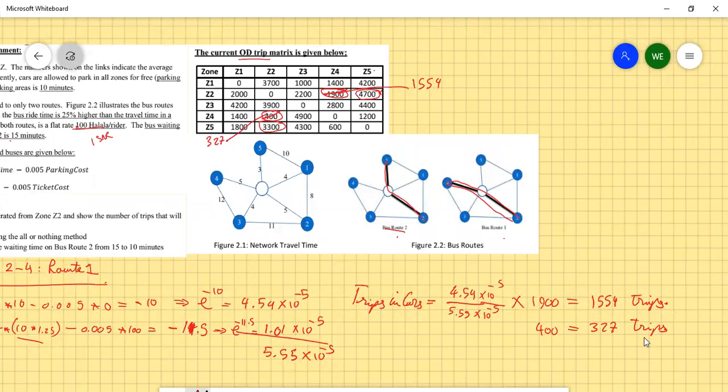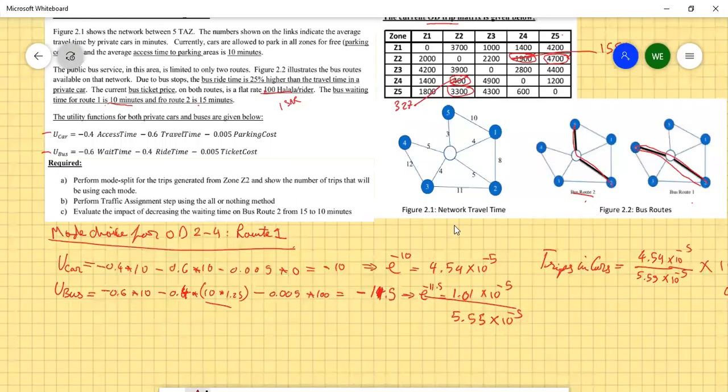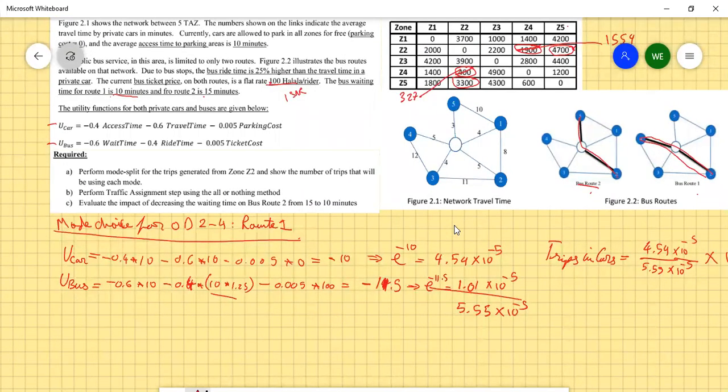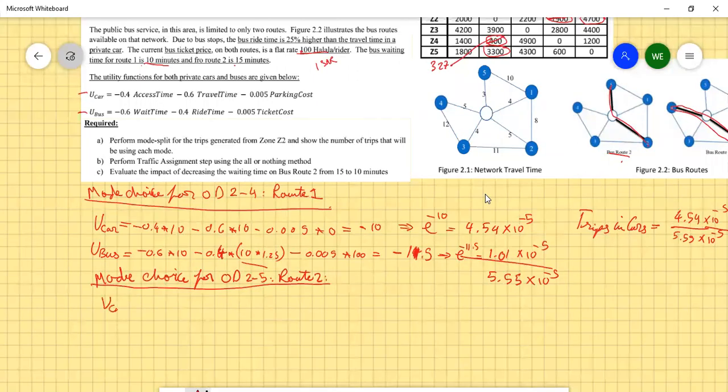So for route 2, now we do the mode choice for OD pair 2 to 5, that's route 2. What we have here is the utility for the car equal minus 0.4 multiplied by access time, which is 10. I think it's 10 across the board, right? Multiply minus 0.6 multiplied by the travel time. The travel time between 2 and 5 is 8.